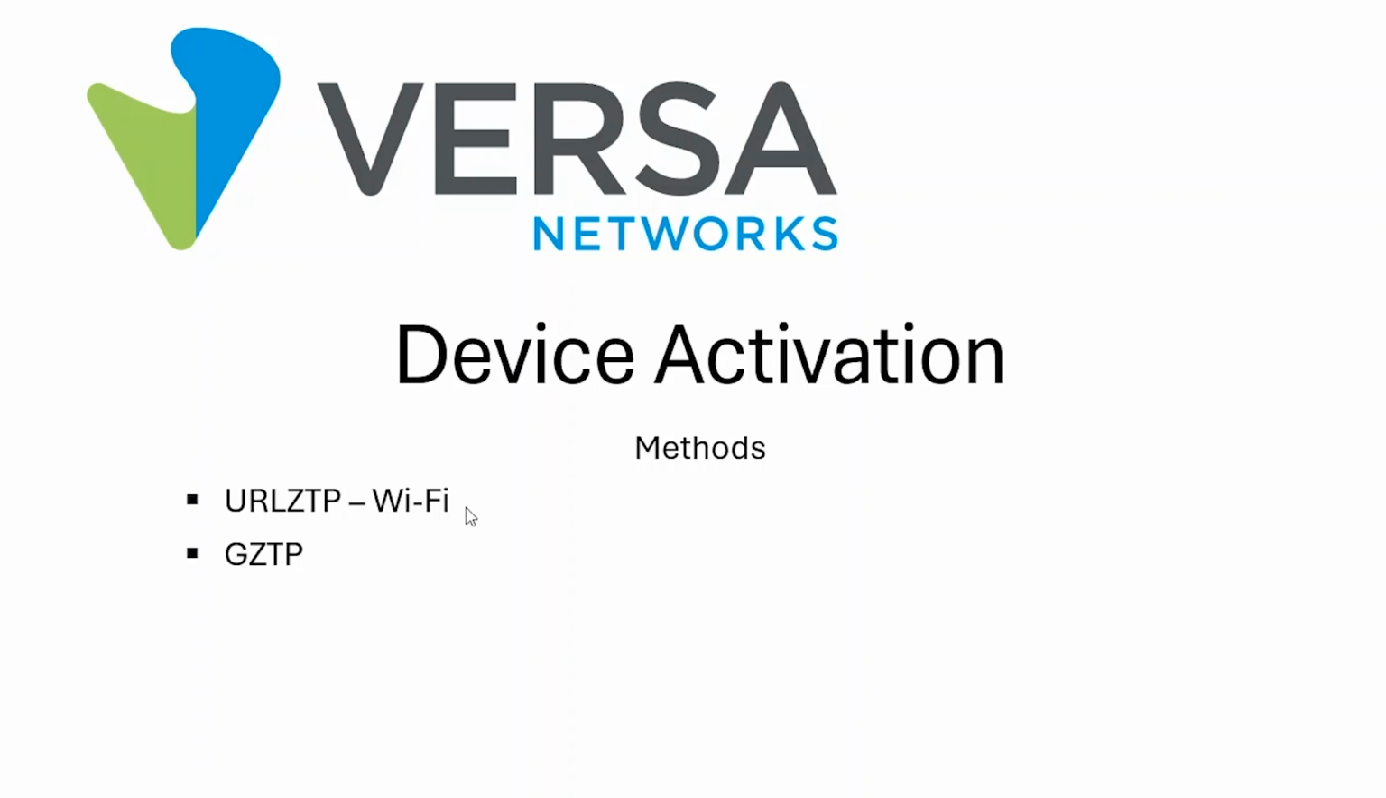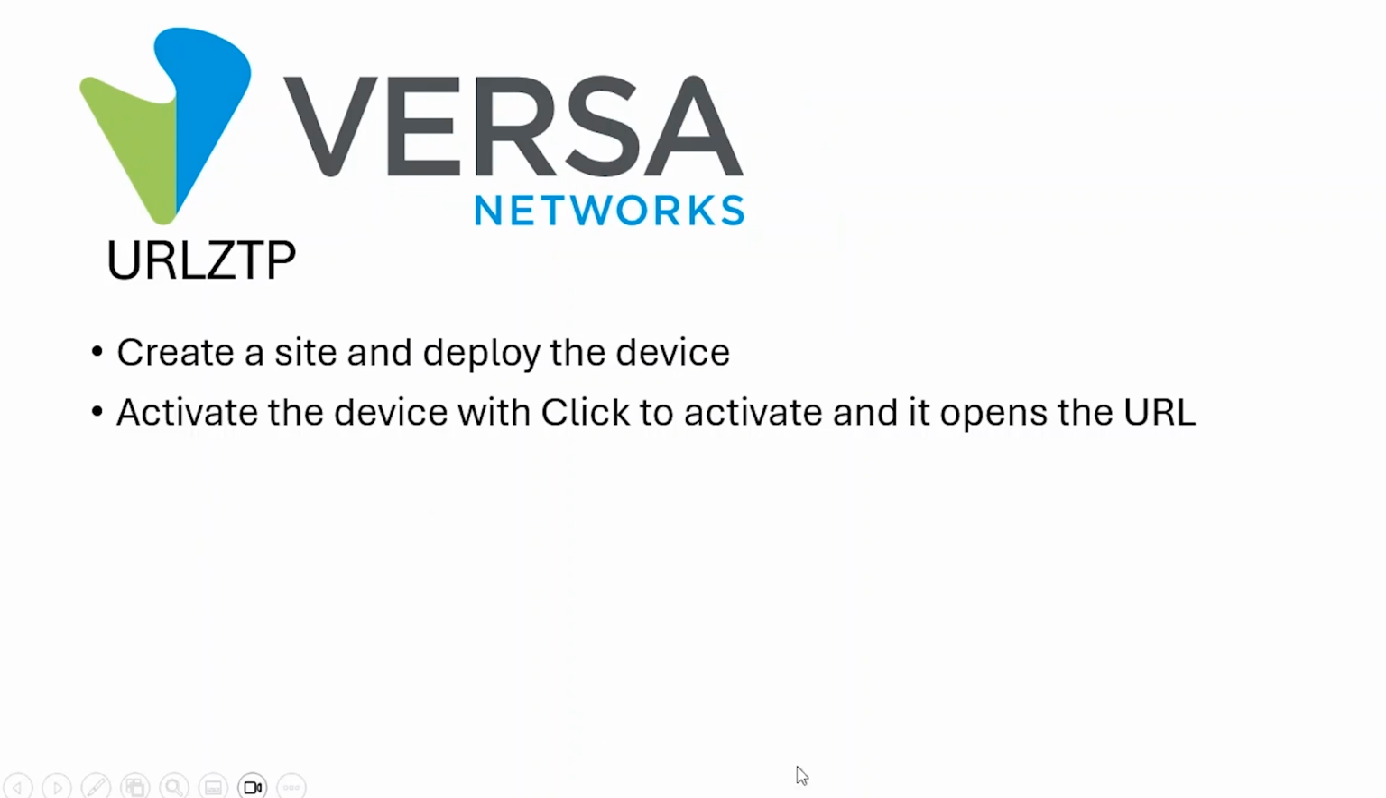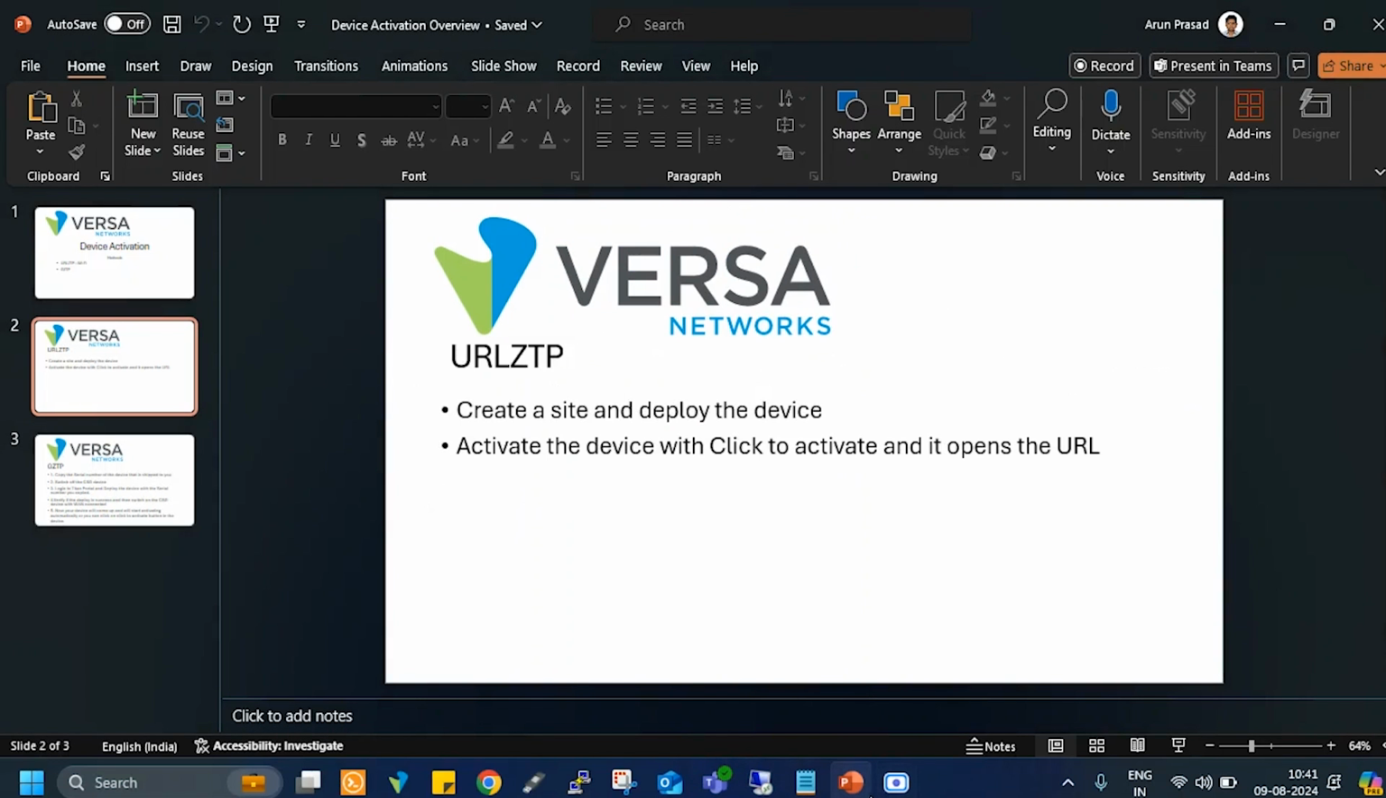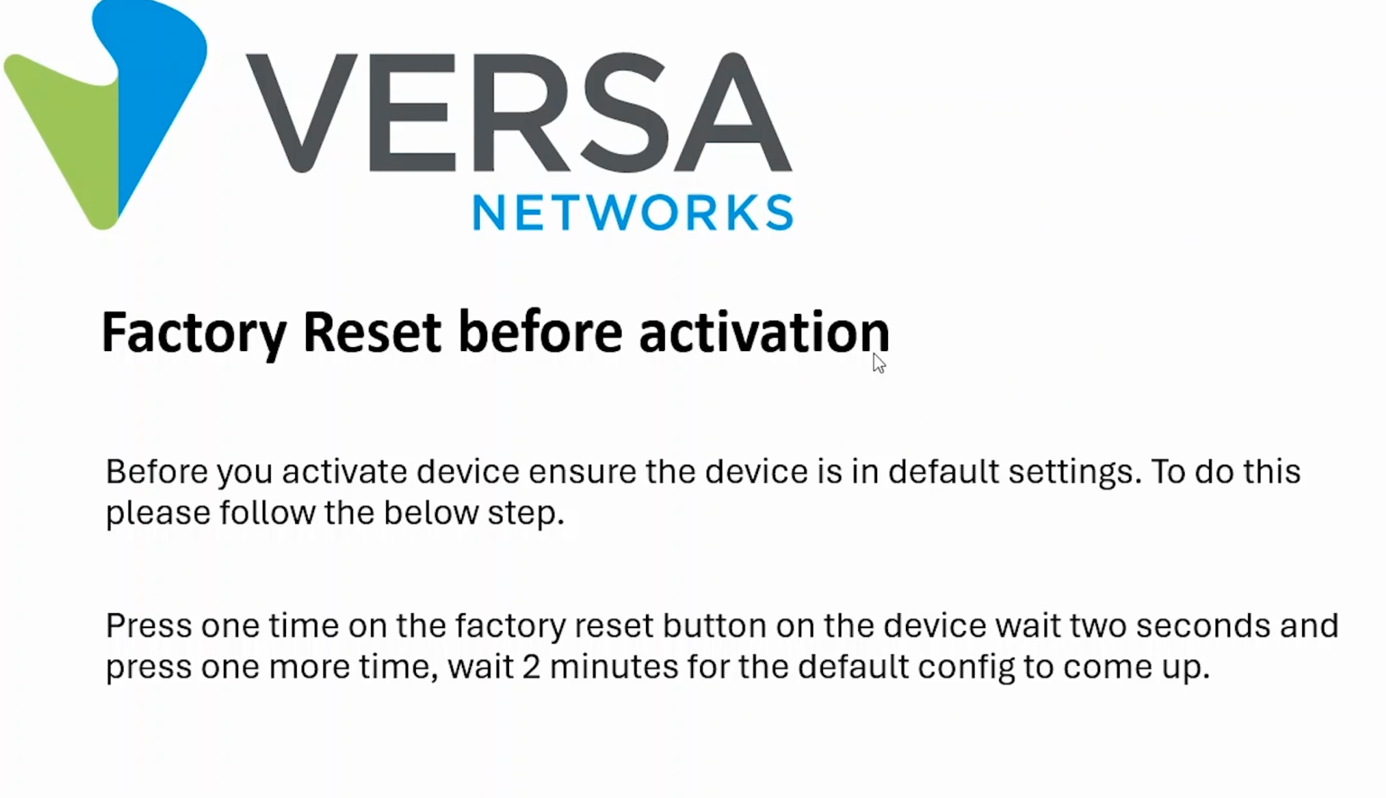I'm going to use a device model that supports Wi-Fi, which is the CSG 730-WLA. Before you start the activation, ensure that you have at least one WAN link up. In this example, we are using interface VNI 0/0. You need to always have the device in a factory reset default configuration.